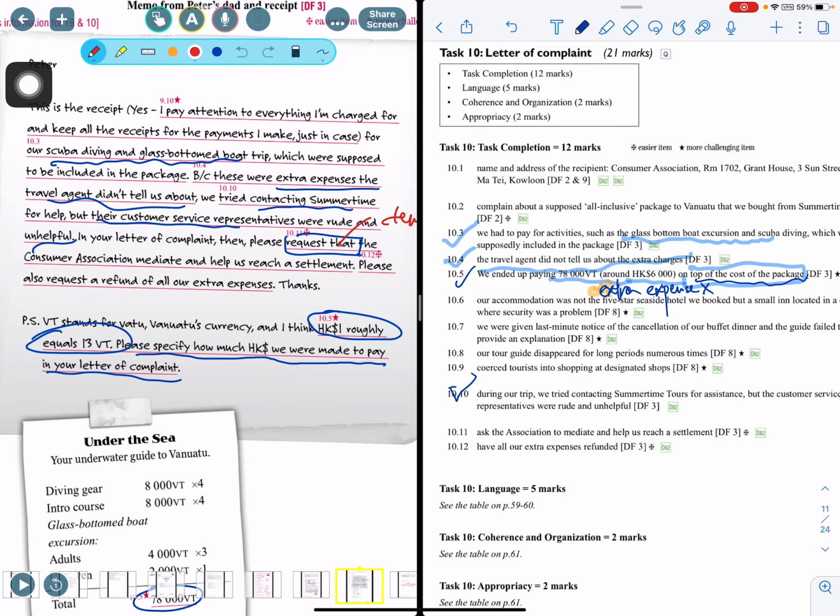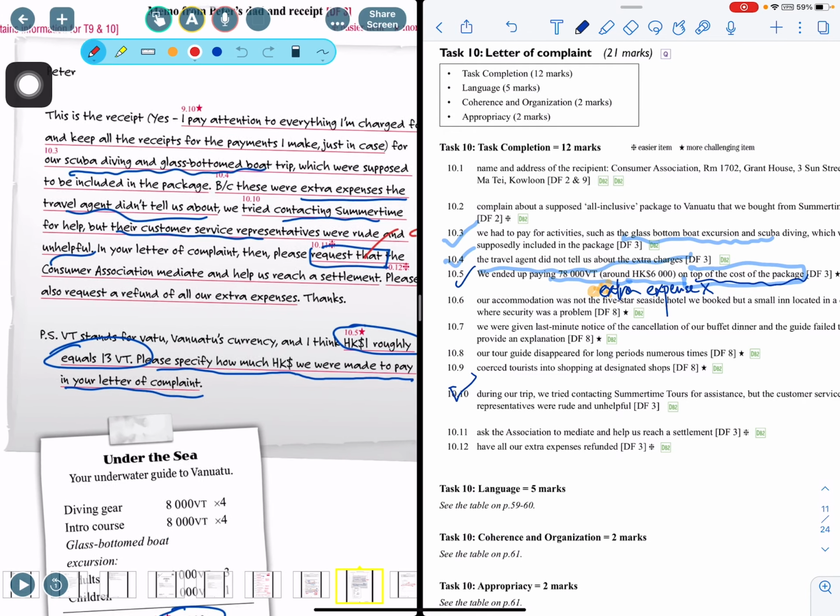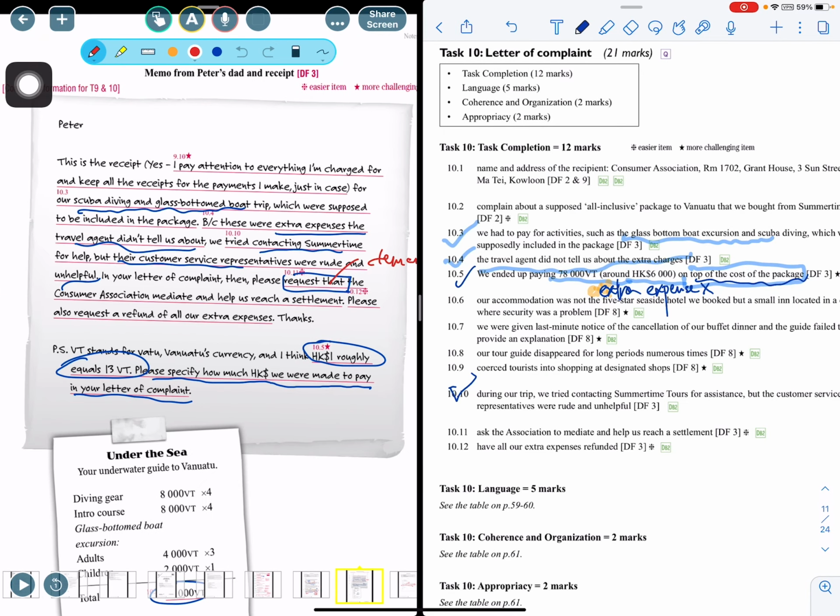You have to put down right here instead. A lot of you just put down, we would like you to assist us. This is not clear. This is very vague because you didn't really state what you demand the association to help with. Right, so you have to put down the request very clearly. The 2 points: consumer association mediates and helps us reach a settlement, and then also request a refund of all our extra expenses. Those are the 2 requests.